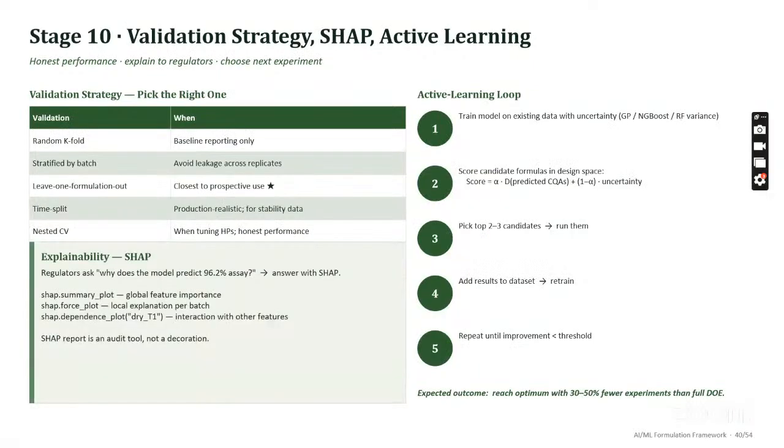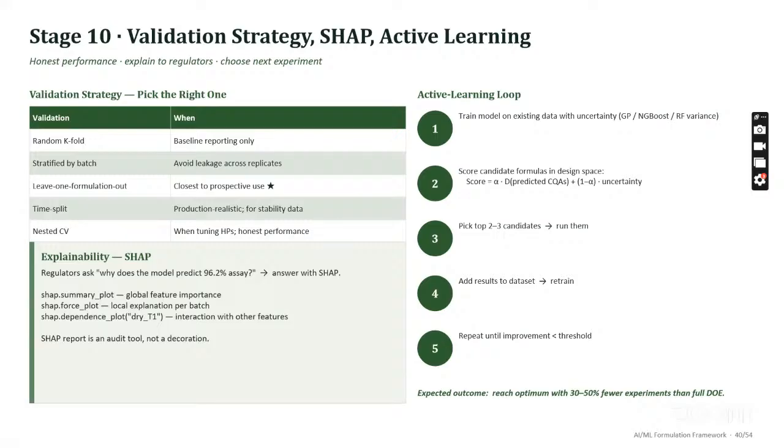Okay. Next. Validation and SHAP active learning. Here, three things. Here will be honest validation: leave one formulation out is a realistic test. SHAP to explain predictions to regulators and as an audit tool. No decoration, and an active learning loop that scores candidates by desirability plus uncertainty, reaching the optimum with 30 to 50% fewer experiments. So random k-fold, baseline reporting only.